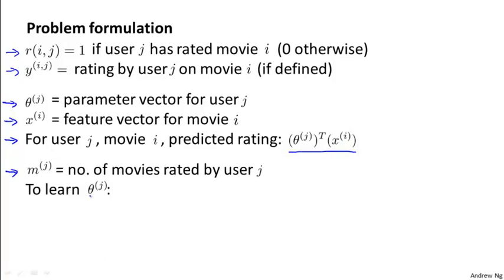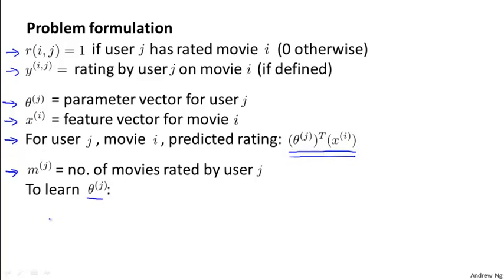Now, in order to learn the parameter vector theta j, well, how can we do so? This is basically a linear regression problem. So what we can do is just choose a parameter vector theta j so that the predicted values here are as close as possible to the values that we observed in our training set, to the values we observed in our data. So let's write that down.